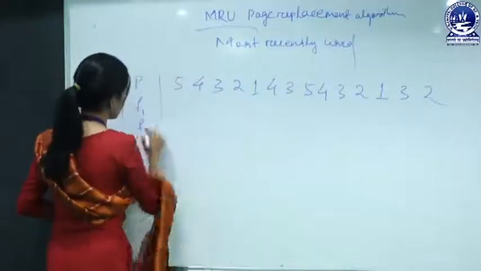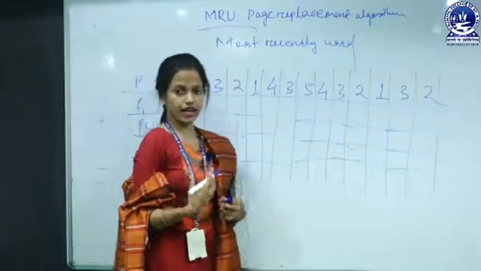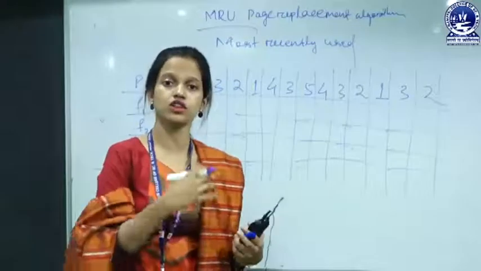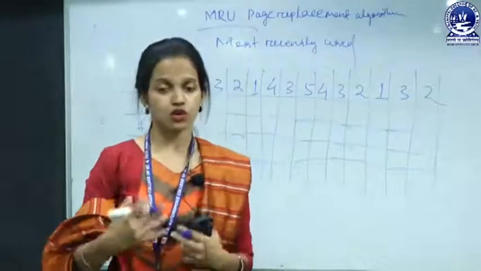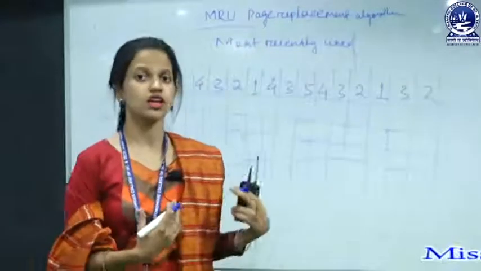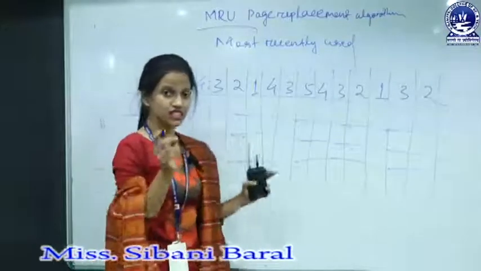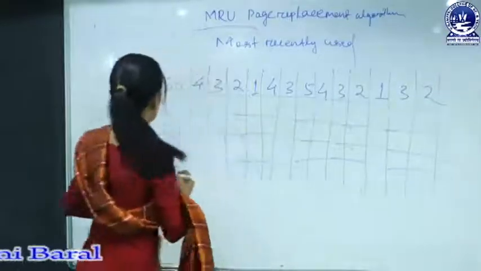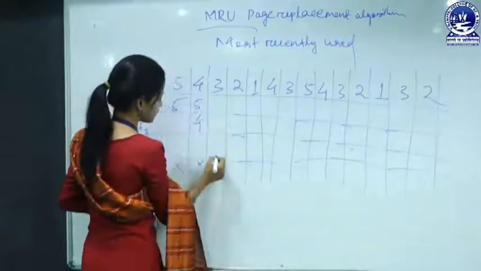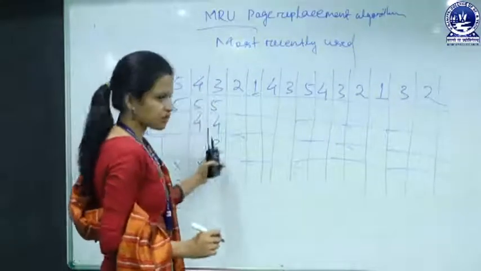So let's solve this. See, in LRU we took the least recently used, the page which has not been used for the longest amount of time. In optimal, we took the futuristic approach, the page which will not be used for the longest amount of time. But in MRU we replace the page which was just recently used. Here this is a page fault, again there is a page fault, again there is a page fault, again here the main memory is full.